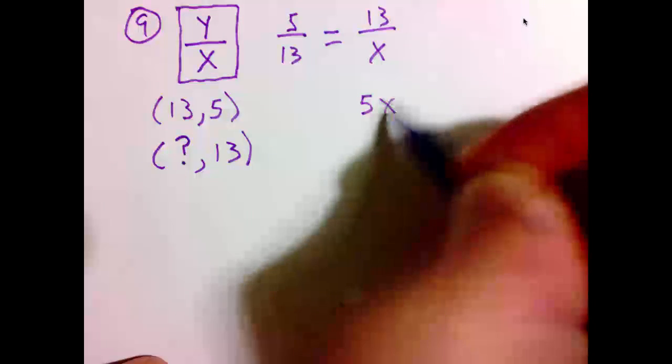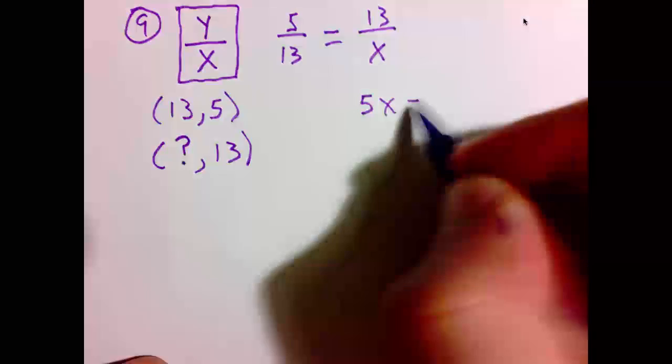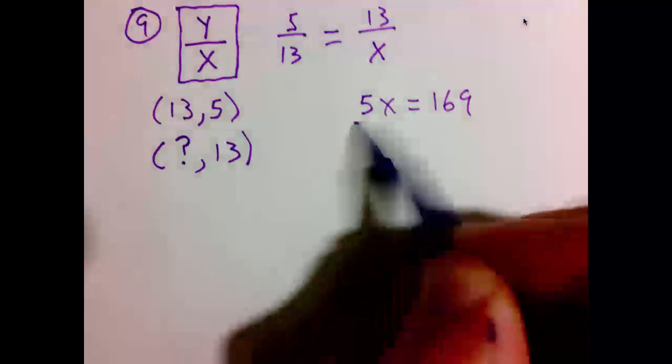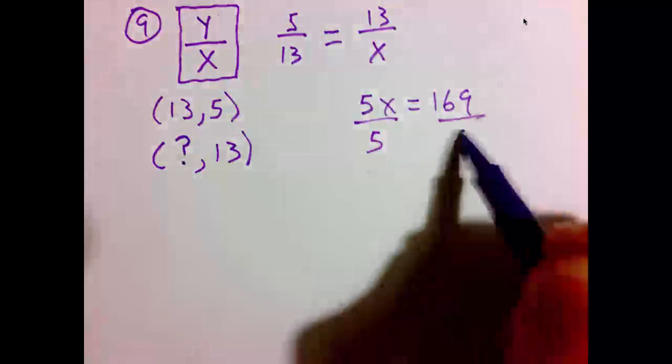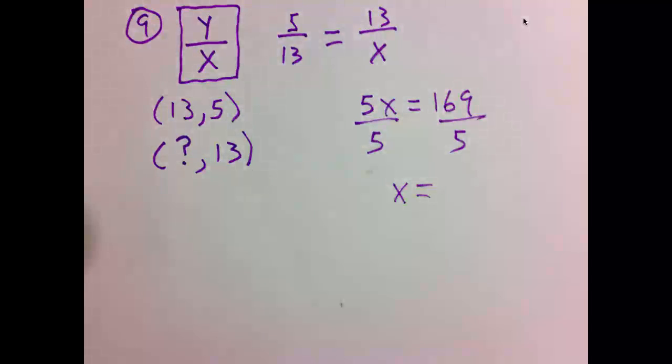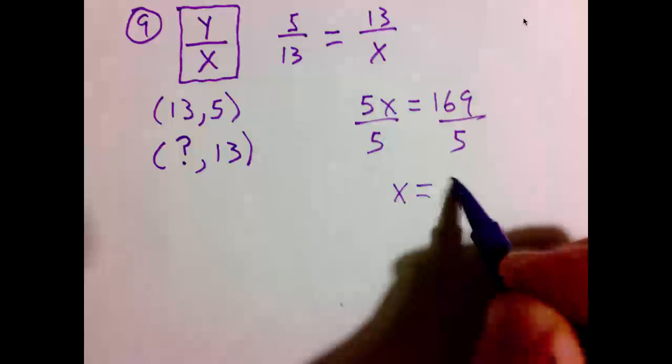So now I cross multiply. 5 times x is 5x. 13 times 13 is 169. So now I can divide by 5 on both sides. X equals 169 divided by 5, which is 33.8.